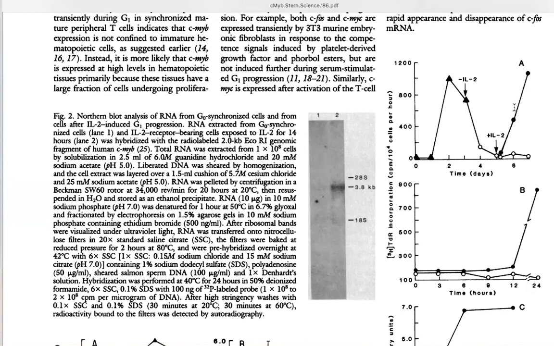In figure B then, we've got the same symbols essentially. And this is during 48 hours of IL-2. And you can see that the same symbols are here for MYB expression. And it is basically specific for the IL-2 dependent progression phase of the cell cycle.